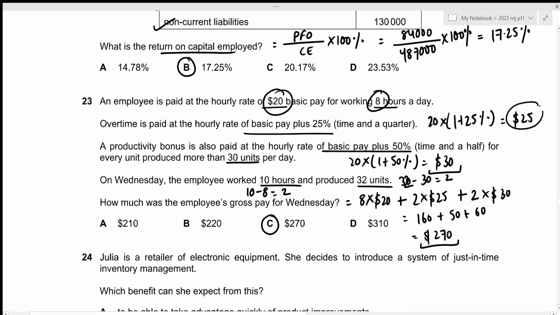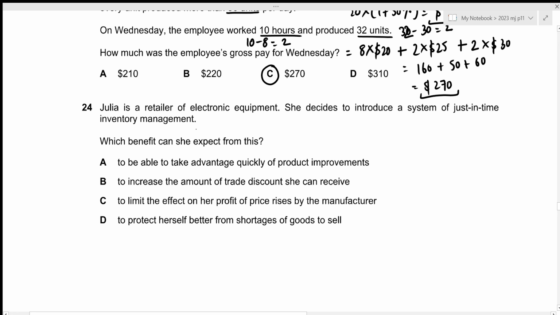Let's move towards the 24th question. Julia is a retailer of electronic equipment. She decides to introduce a system of just-in-time inventory management. Which benefit can she expect from this? So just-in-time inventory management just means that we buy all of our required raw materials or inventories at the time right before the production process. So we do not really store all of the materials. We buy it at the time of need.